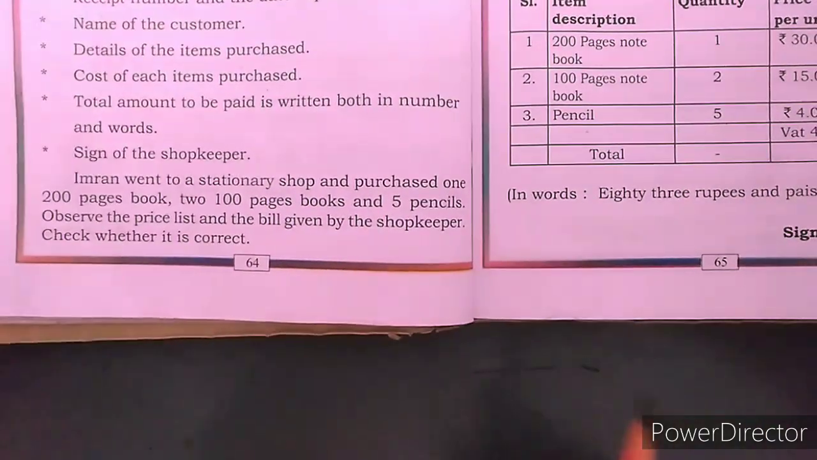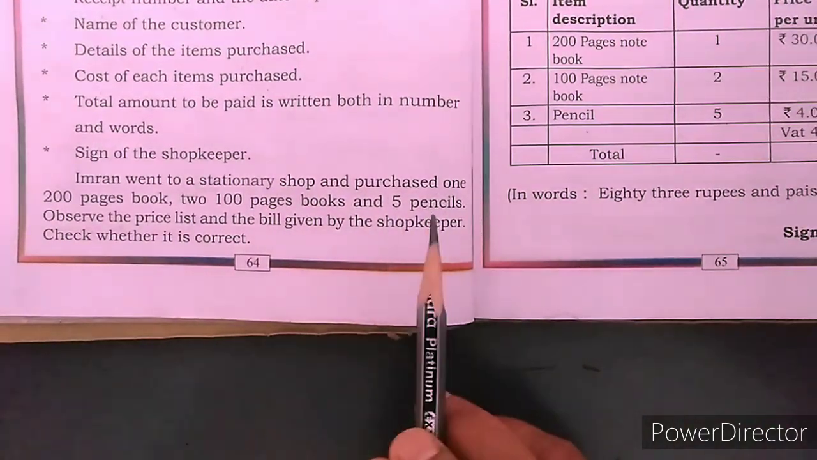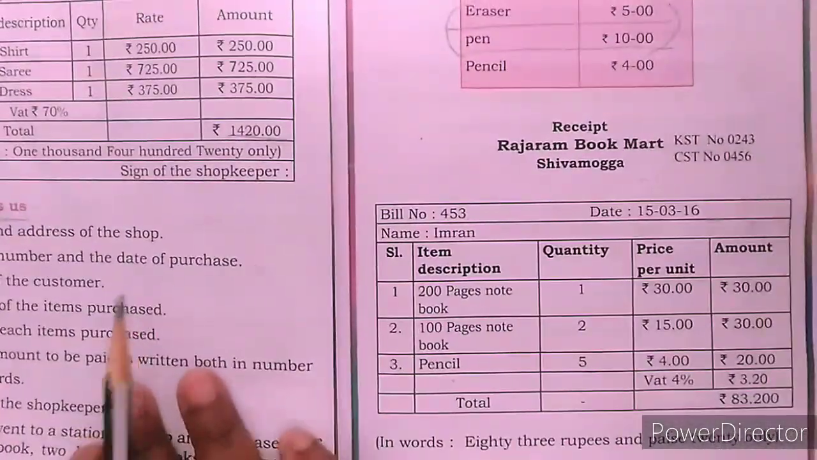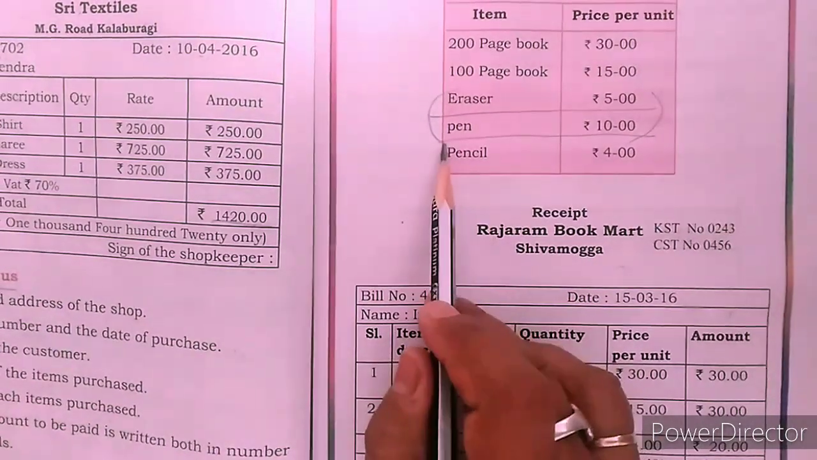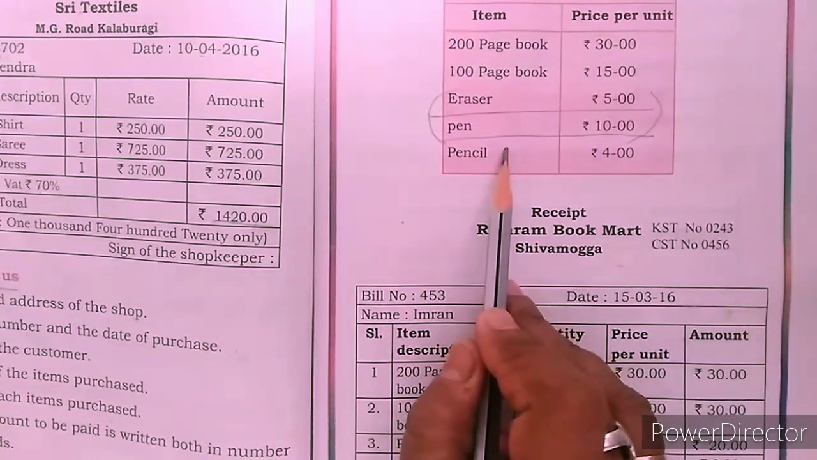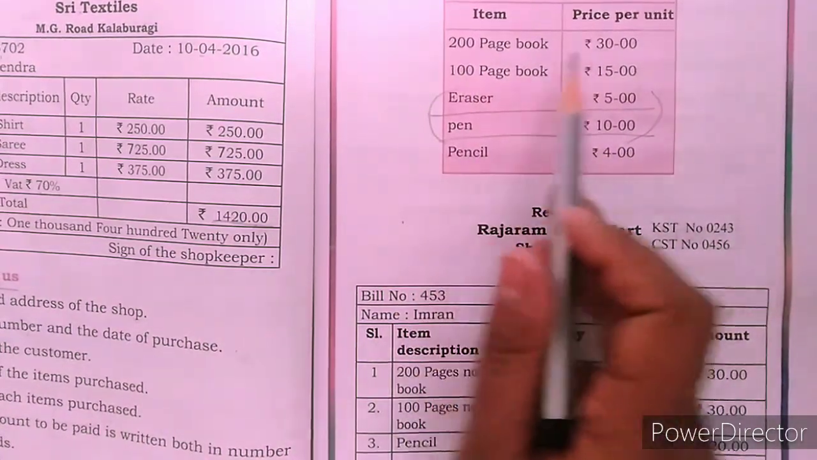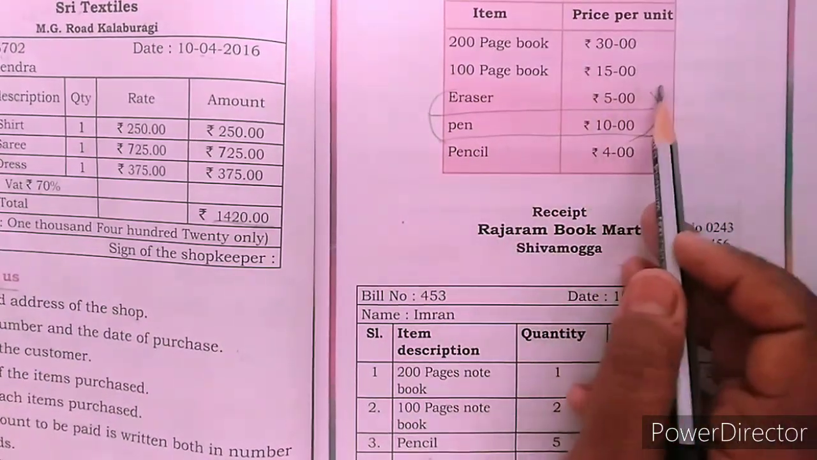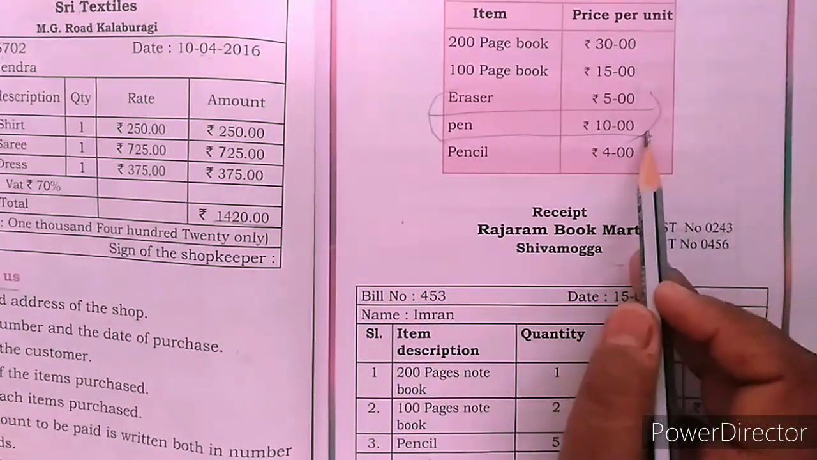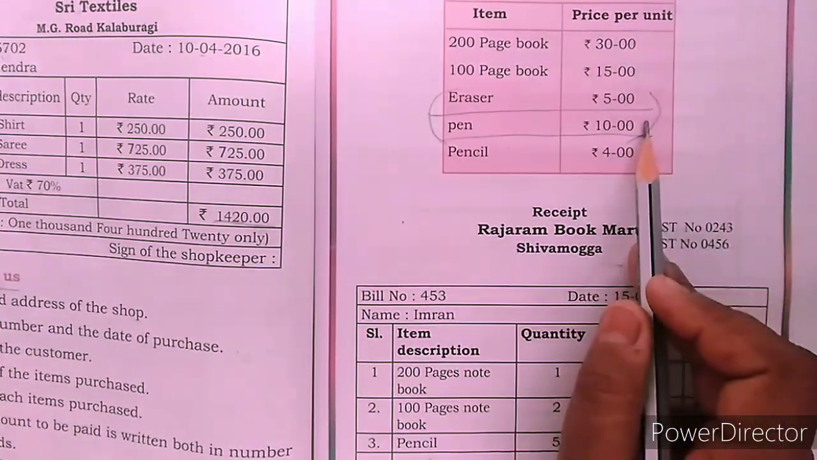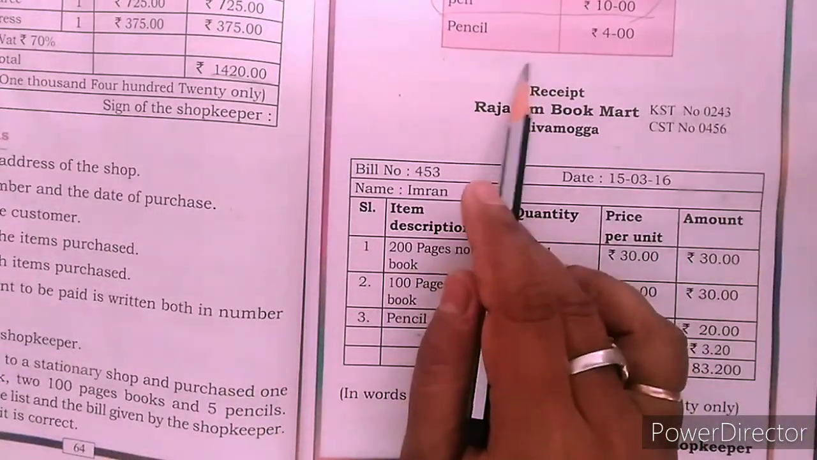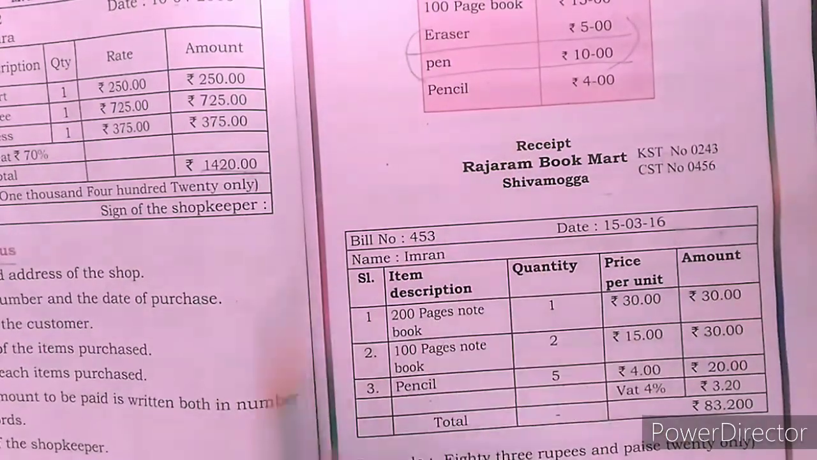Children, here Imran has purchased only one 200 pages book, one 100 pages book and 5 pencils. But the shopkeeper has added an extra pen and handed it to Imran. See here, 200 pages book 30 rupees, 100 pages book 15 rupees. Eraser also 5 rupees. He didn't purchase the eraser, children. Pen also he didn't purchase. Pencil he has purchased 4. So this is the wrong bill which the shopkeeper has given to Imran.